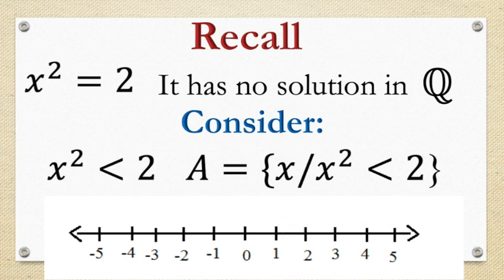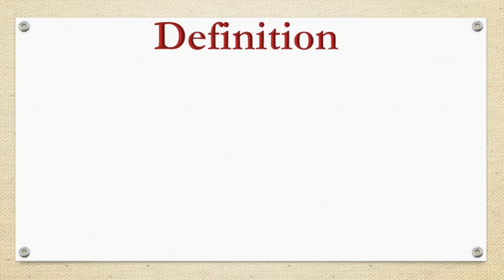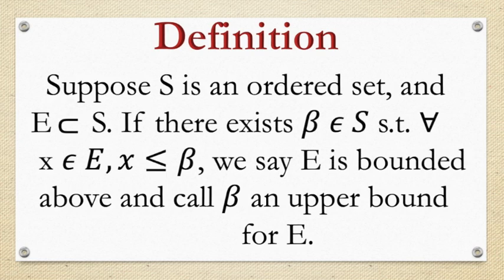Now, let's have the definition or a notion for an upper bound. Suppose S is an ordered set and E is a subset of S. If there exists beta in S such that for all x in E, x is less than or equal to beta, we say E is bounded above and call beta an upper bound for E.